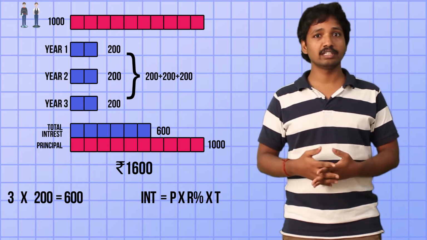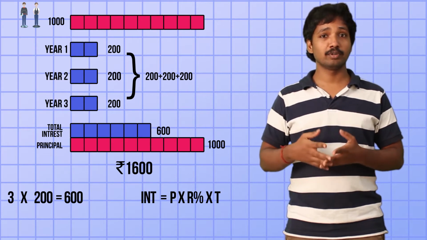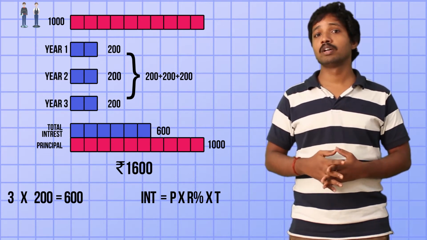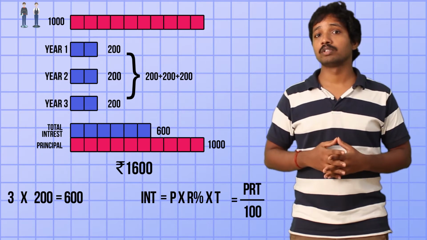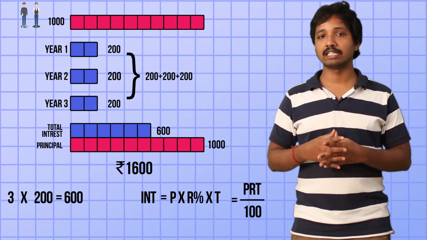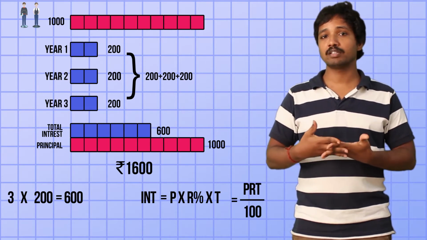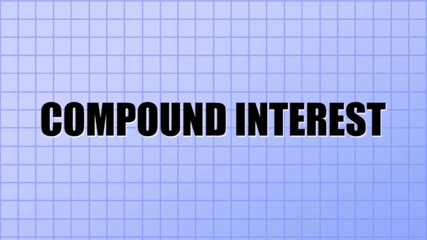So if you are giving the rate of interest per annum and in percentage, you have to divide the whole value by 100 to arrive at the exact figure. So it will be PRT divided by 100. Now let's see the same problem by applying compound interest.